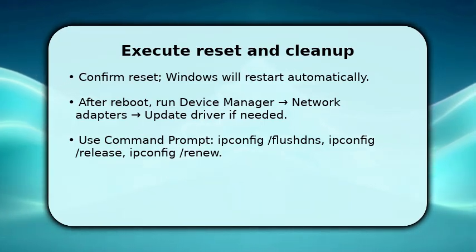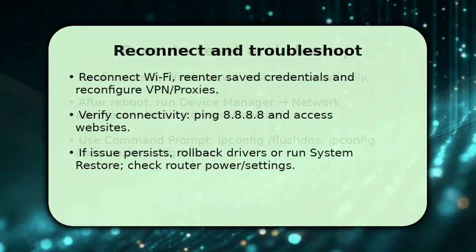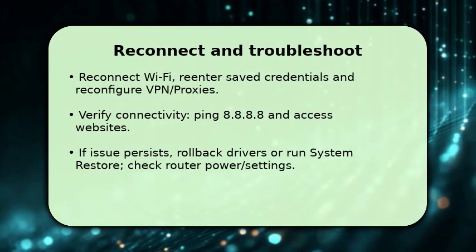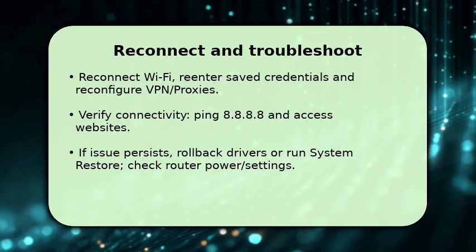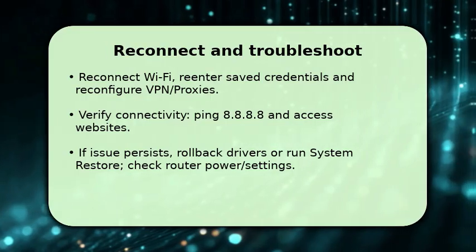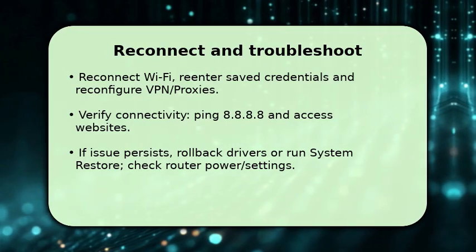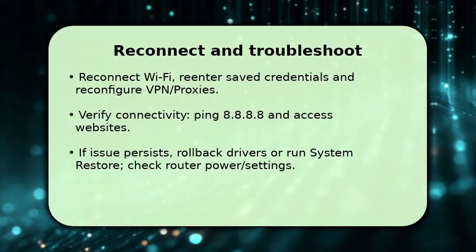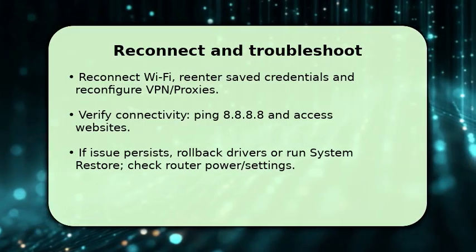You finish by reconnecting to your Wi-Fi and re-entering credentials, then reapply any VPN or proxy settings you documented earlier. Make sure connectivity works by pinging 8.8.8.8 and loading websites. This confirms DNS and routing are functional.